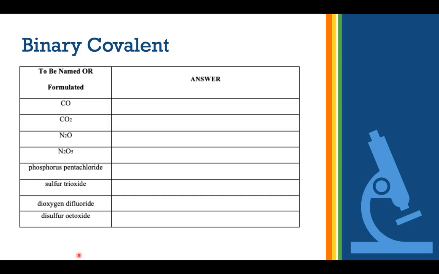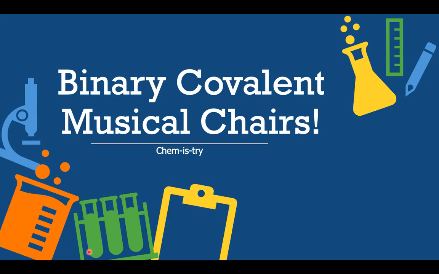Now we're going to pause the video and we're going to answer these together as a class, and then you're going to use your notes and a card, which I will walk around and give to you, for a musical chairs game that we're going to play for naming. You are going to have to earn points for your group, and whoever ends up getting the most points wins. Okay? All right. Binary covalent musical chairs.